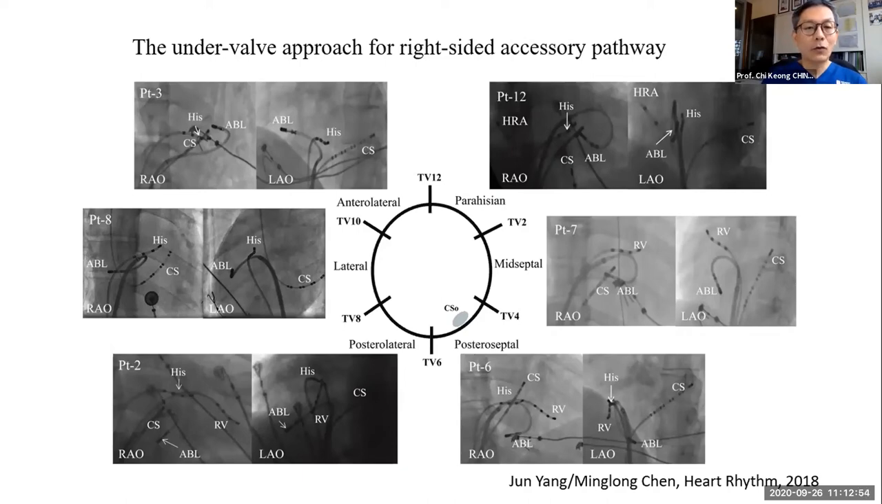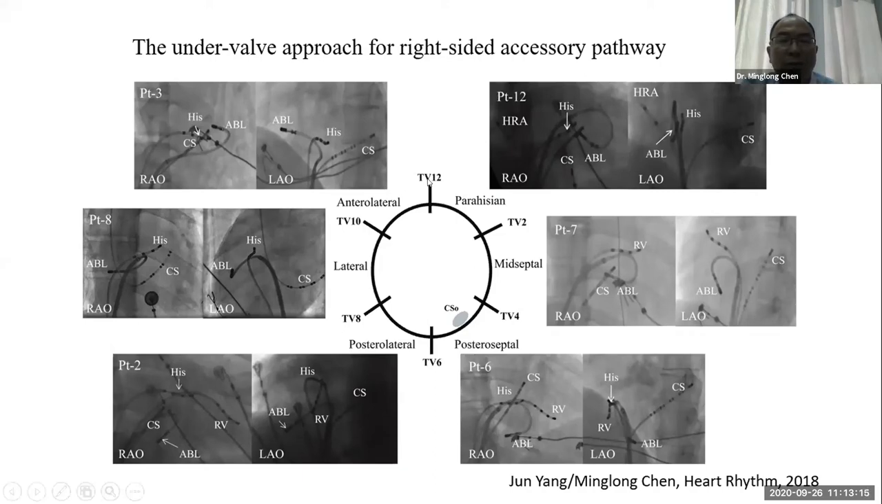Dr. Chen, for a pathway in the right atrial anterior lateral, or TV 12 o'clock region, there's some questions whether you have done it through the jugular approach, and would you recommend it? We don't do that, but Dr. Ma in Beijing, they do the jugular approach.